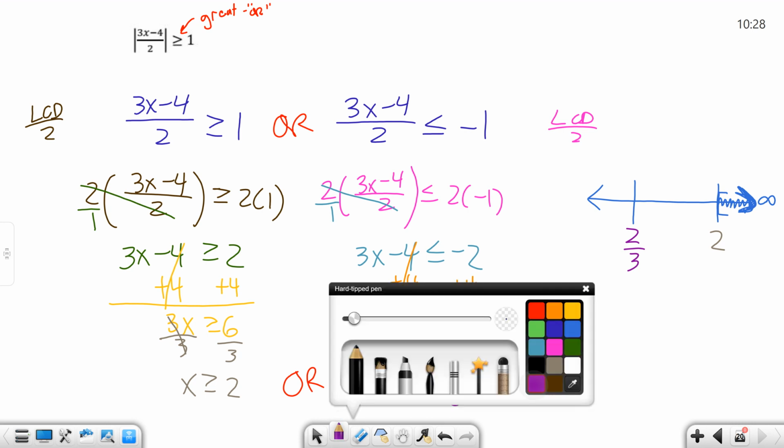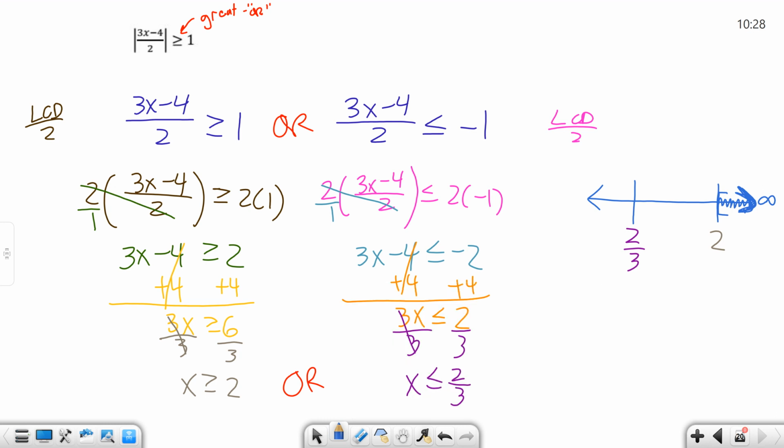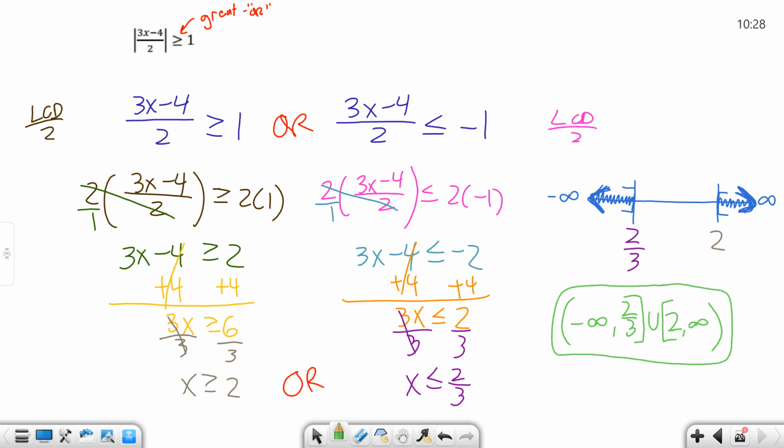And then here on the next one, oh, wait a minute, I'm not changing color yet. Which way is less than 2/3? It's to the left. So come out here and shade this arrow. What does that arrow represent? Negative infinity. And what goes around the 2/3? A bracket. And then we get negative infinity, comma, 2/3, and then 2, comma, infinity. And we have parentheses around infinity and negative infinity. We have brackets around the other numbers. And then what goes in the middle? The union sign.